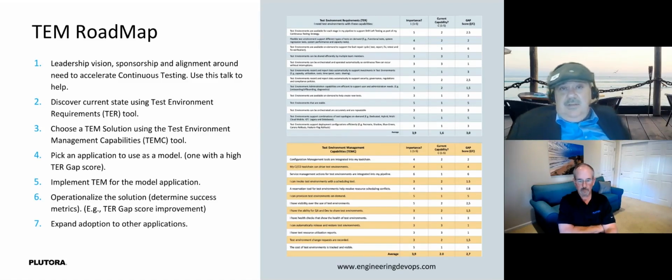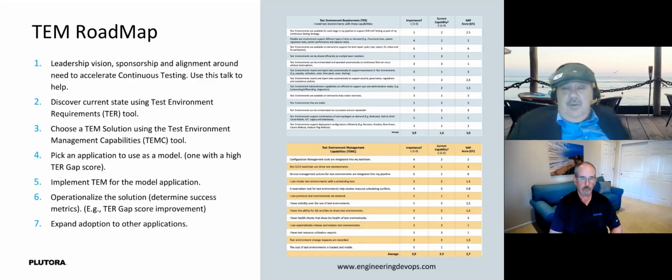This slide basically says what are the key steps, right? First of all, get everybody aligned around this. So the webinar itself is not a bad way to do that. Inform people, make sure that you've got the right leadership involved, sponsorship, getting their teams aligned around the need to accelerate continuous testing. You can use this talk to help. You can then use the tools I gave to help you discover the current state of your test environment requirements, or something equivalent is fine. Choose a TM solution using the other tool that we presented, which is a way to help you do that. Pick an application to use as a model, try it, actually calculate the benefits using a model application.